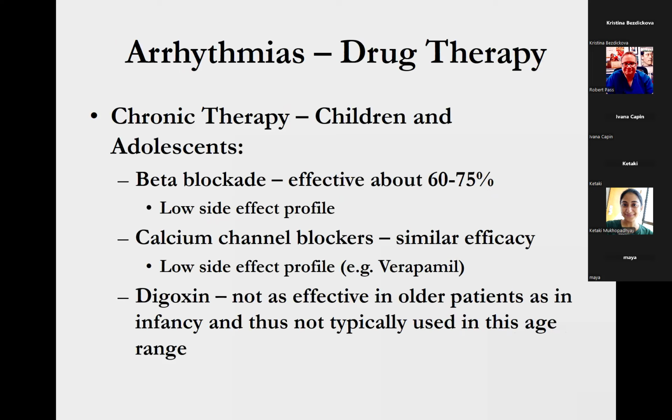Now, when we get a little older and we're looking at children and adolescents, beta blockers are used very commonly. They're effective about 60 to 75% of the time, which you might say, well, that's not a particularly high efficacy rate, but the reality is that thankfully, older children rarely will die from SVT. There are some reports of that, but that's very, very rare. And so in treating an arrhythmia that is generally not life-threatening, we can be willing to accept a lower than normal efficacy rate because the agents are very safe and have a very low side effect profile.